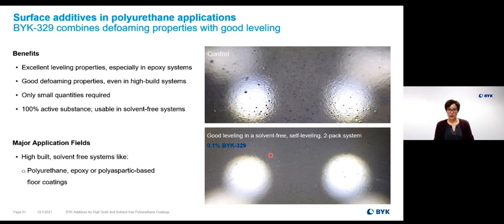Here we have again two pictures. We have a solvent-free self-leveling 2-pack system. Here there was not used any leveling additive. You see also here that the light reflection is not really sharp. And with using 0.1% of BYK 329, you see that the light reflection is much sharper. What we can say about BYK 329 is that the major application field is high film build for solvent-free systems like PU, epoxy, or also here polyaspartic-based floor coatings.